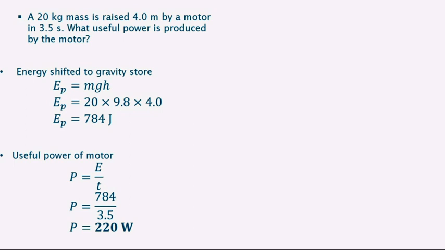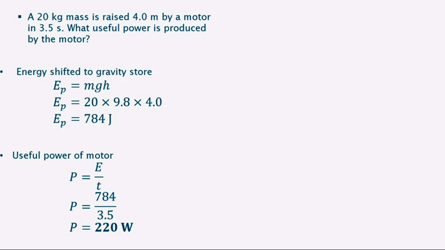So let's look at how we do this. Well, if we want to know what the power is, we need to know the energy transferred and the time taken. We've got the time in the question there, 3.5 seconds, but we haven't got the energy that's been transferred. So we need to calculate that first.